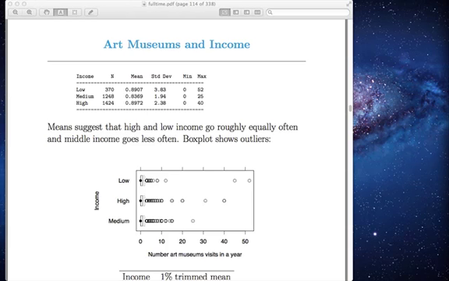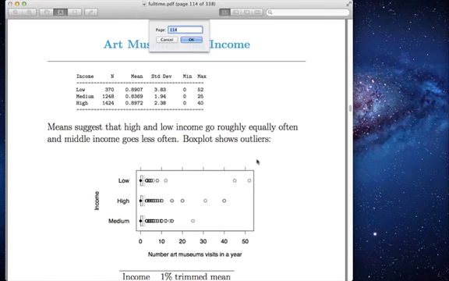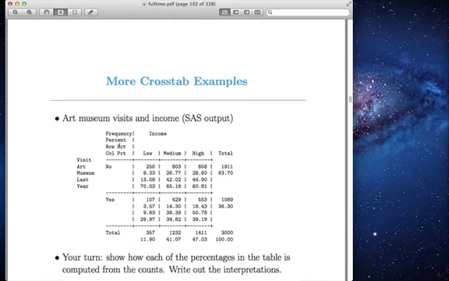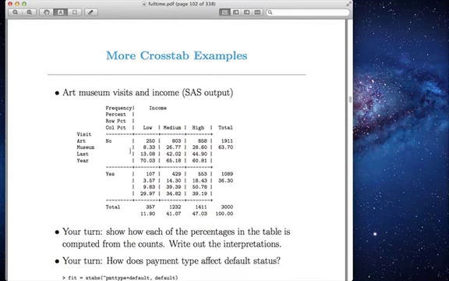Let's now discuss a second example of using conditional distributions to understand how some independent variable affects a dependent variable. So let's go back to the art museum example. Just to refresh your memory, go back to page 102. We've already discussed this a little bit. The question was, how does your income level affect whether or not you'd go to an art museum?